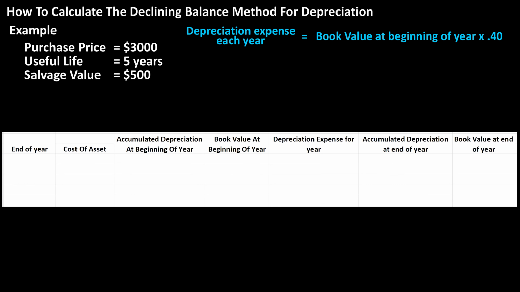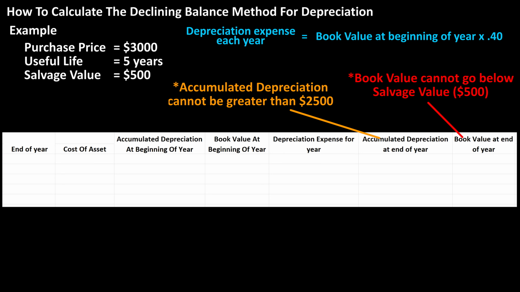We're going to put 7 columns in it: end of year, original cost of asset, accumulated depreciation at beginning of year, book value at beginning of year, depreciation expense for year, accumulated depreciation at end of year, and the book value at end of year. And one note about book value: the value in this column cannot go below the salvage value of the asset, which in this case is $500. And this also means that the accumulated depreciation must not be greater than $2,500. For this method, it's important to remember this.